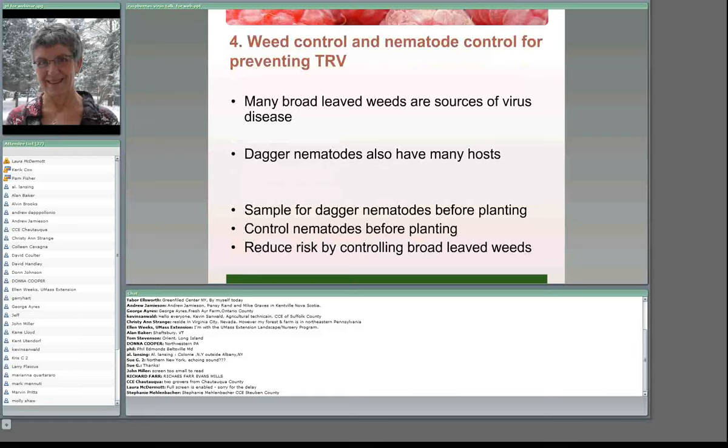I already talked a bit about weed control and nematode control as a strategy for controlling tomato ringspot virus. Just remember that many broadleaved weeds are sources for this virus, and that dagger nematodes have many hosts.